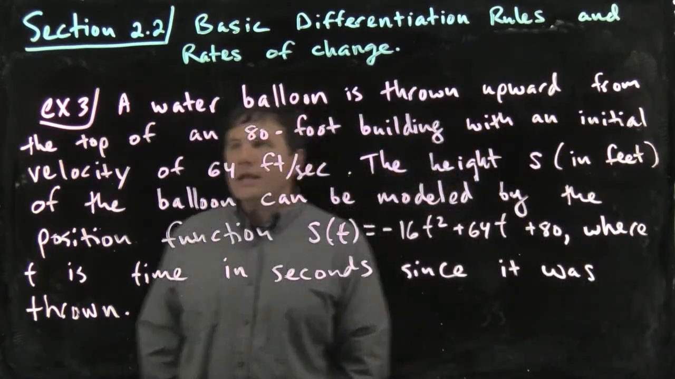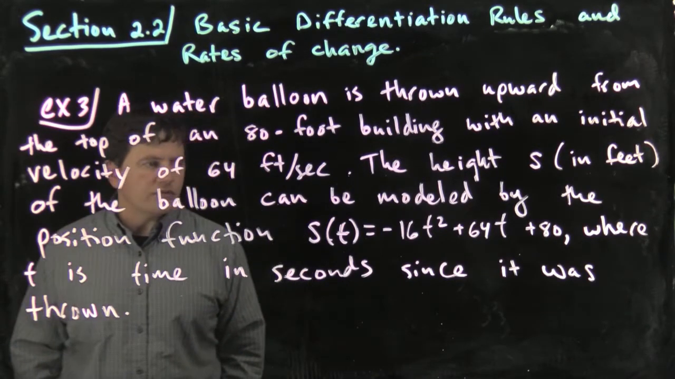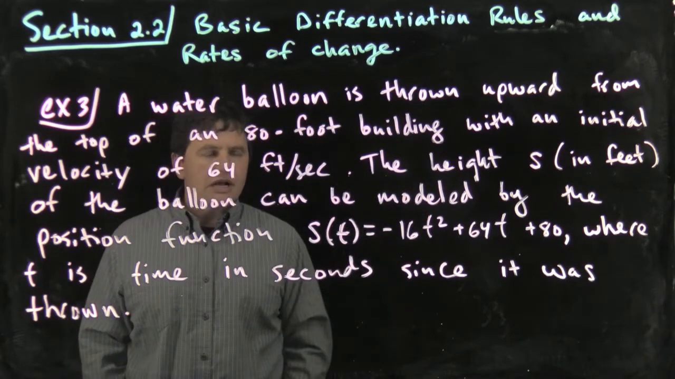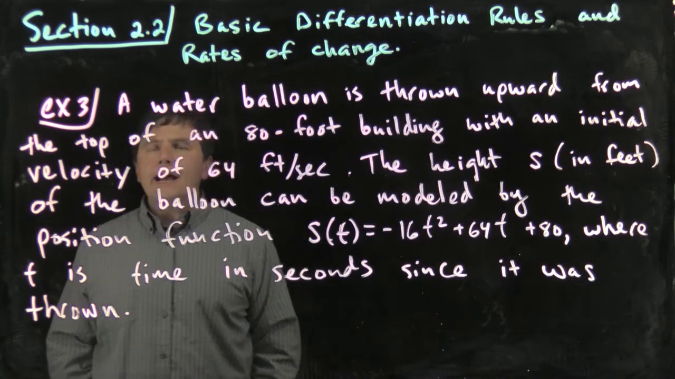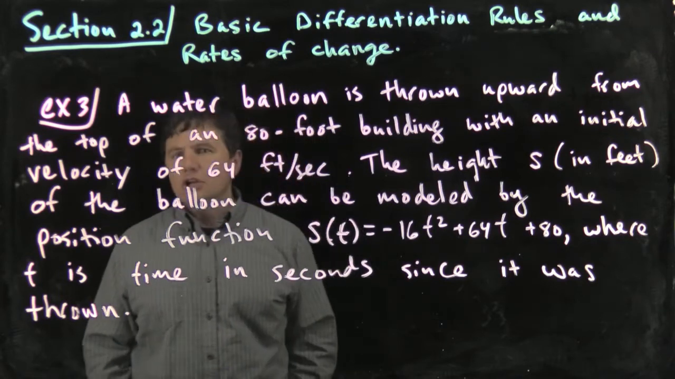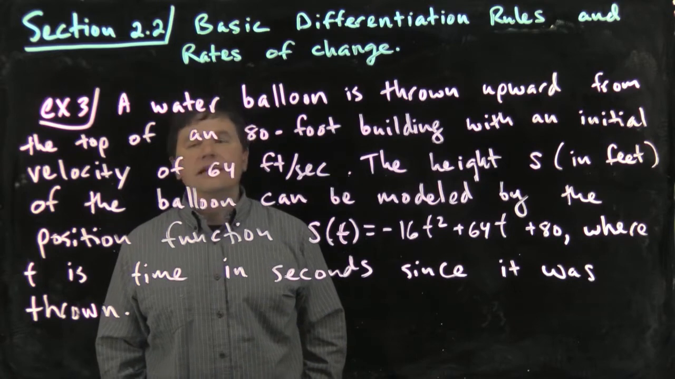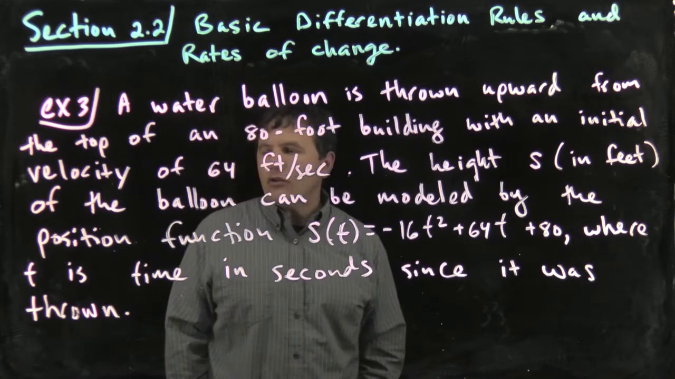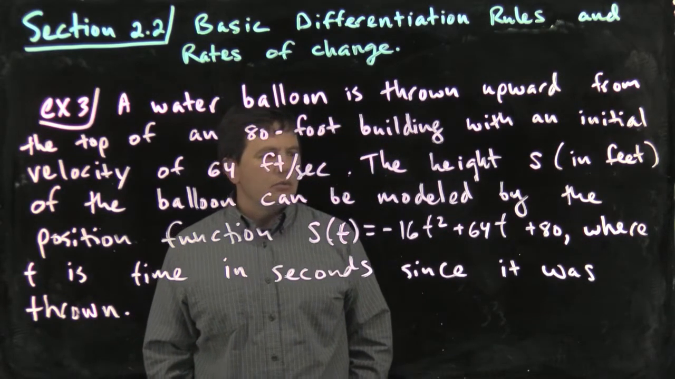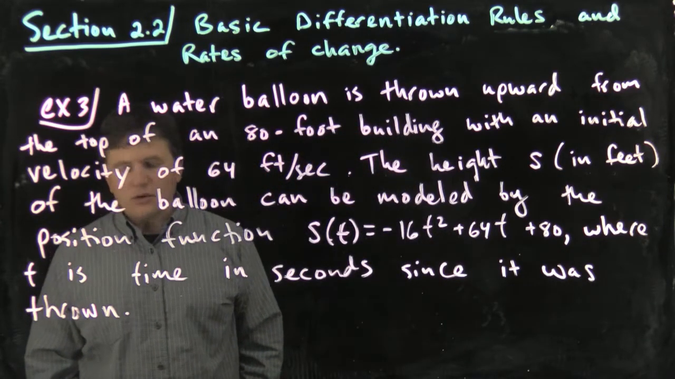Okay, example 3. This is the setup for the problem. I want you to get this down in your notes. This is getting to a type of problem called vertical motion problems, which is something we're going to be seeing in different contexts as we move throughout this chapter. So a water balloon is thrown upward from the top of an 80-foot building with an initial velocity of 64 feet per second. The height s in feet of the balloon can be modeled by the position function s of t equals negative 16t squared plus 64t plus 80, where t is time in seconds since it was thrown.